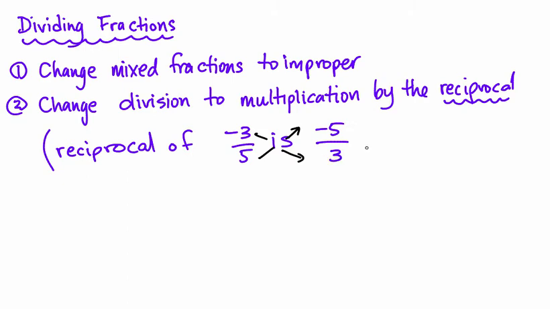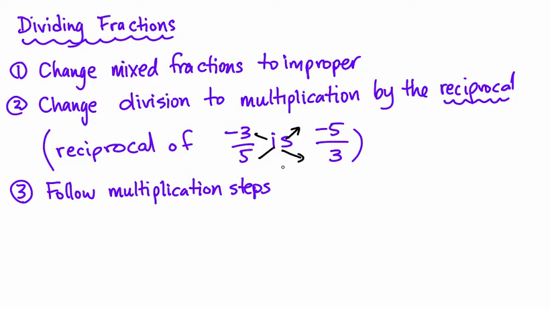It actually doesn't matter where the negative sign goes. I like to keep it with the numerator, but -3/5 is the reciprocal to -5/3 and vice versa. And then once you have it as a multiplication, then you can go and follow the steps to multiplication of fractions. And by that I mean start cross-reducing and then multiply the numerators. So you're basically picking up at step 2 from our other list.